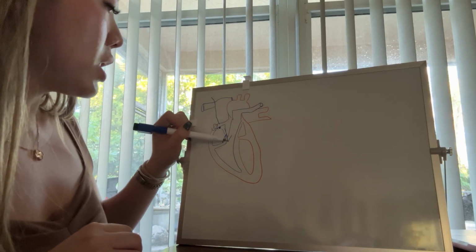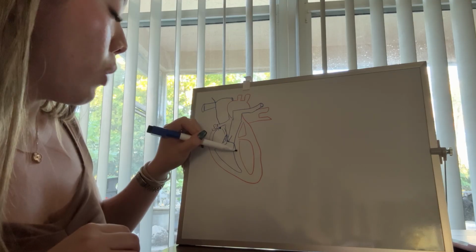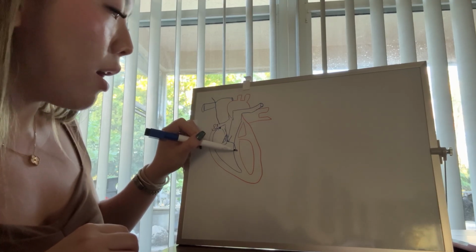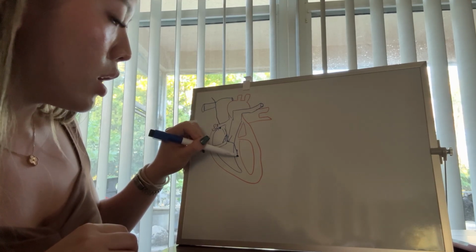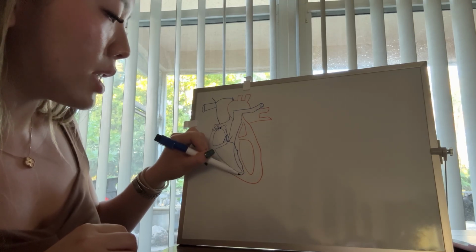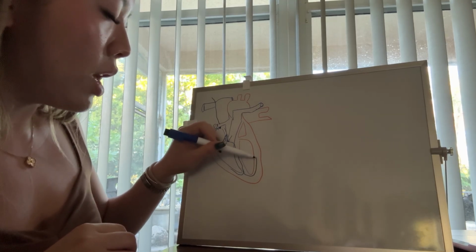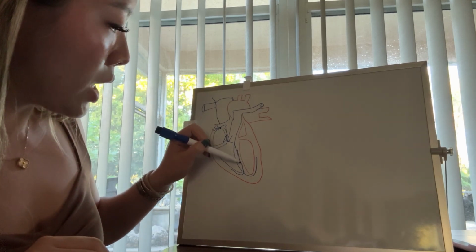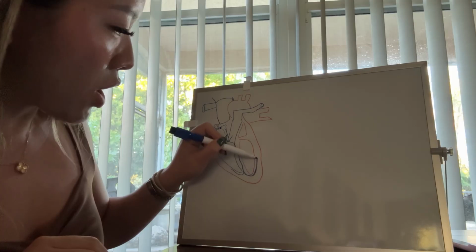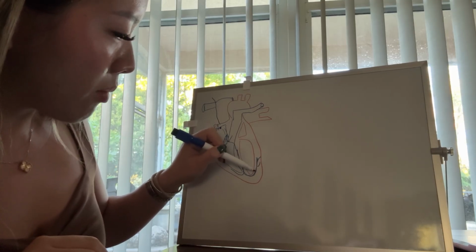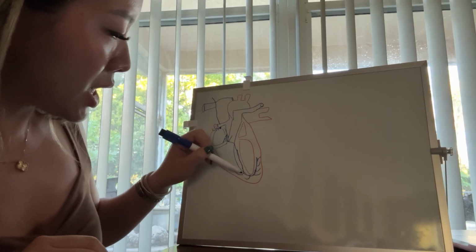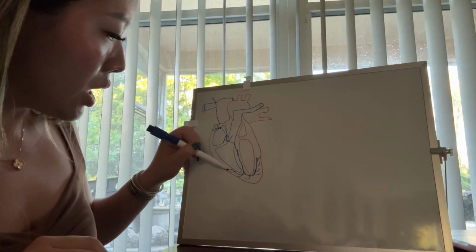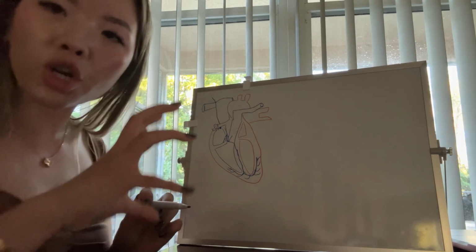And then that's going to flow through to what is called the bundle of His. So the bundle of His is then going to separate into what we call the Purkinje fibers. The Purkinje fibers are going to go towards the apex of the heart. And that's what's going to lead to a heart contraction.